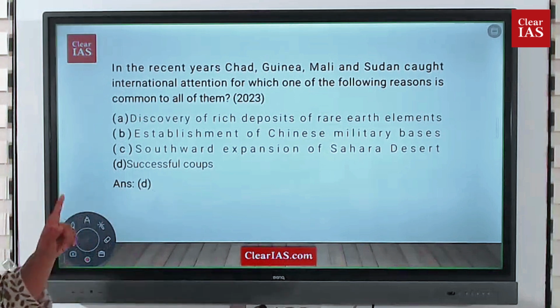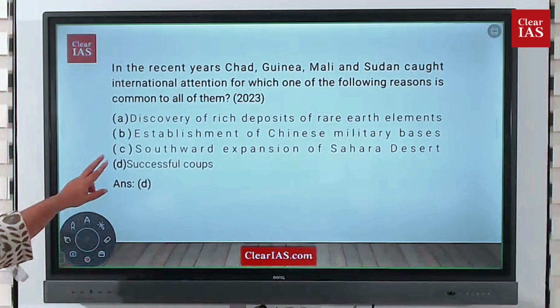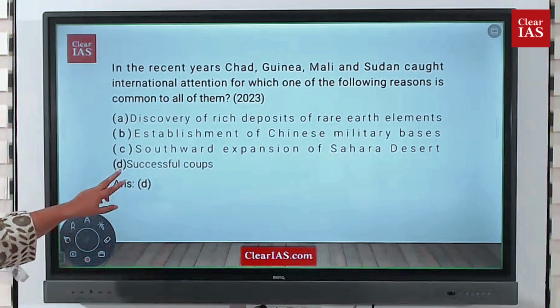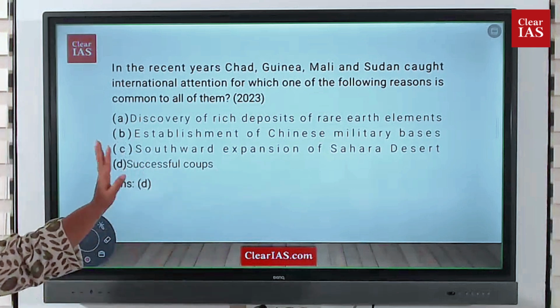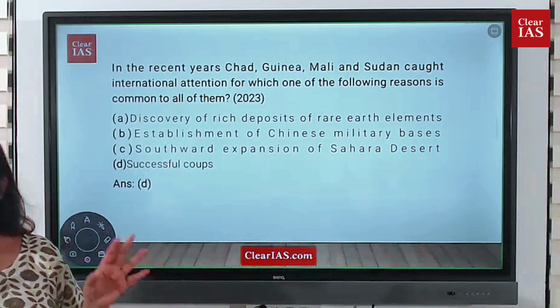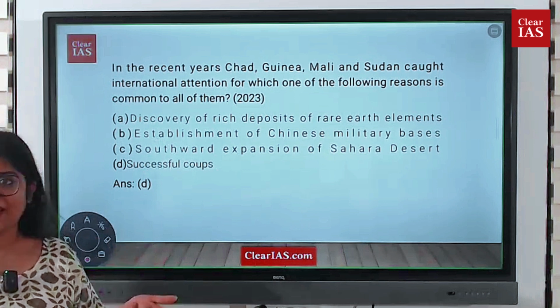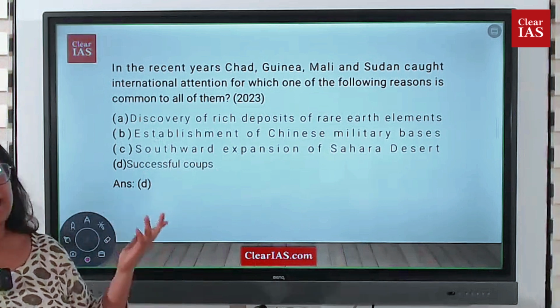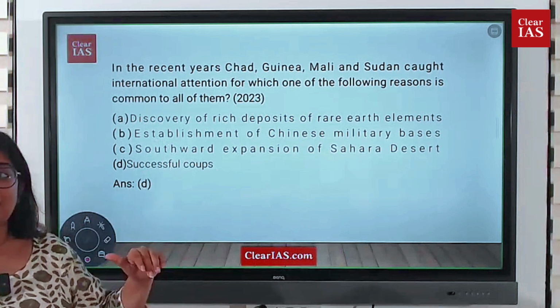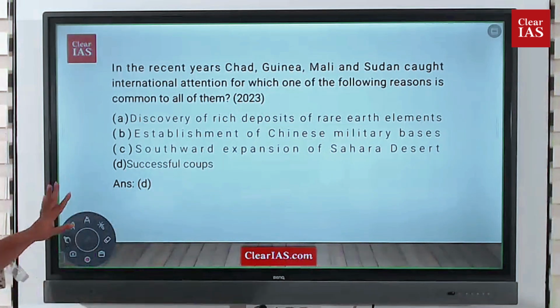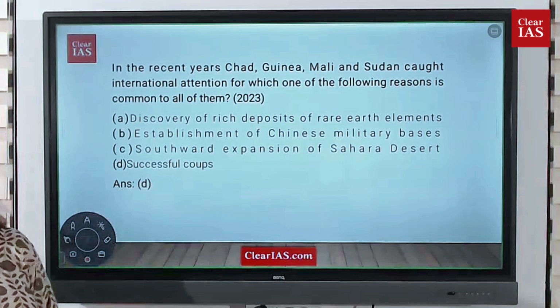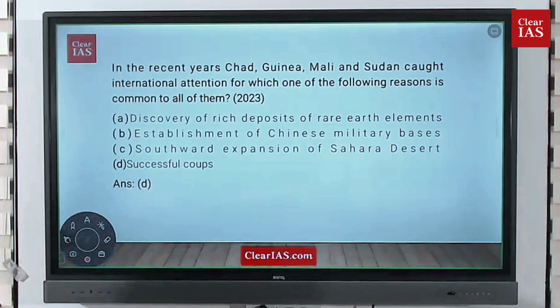Deposits of rare earth elements, no. Chinese military bases, that is also not there. Southward expansion of the Sahara Desert is also not the answer, because this is the Sahel region. There is a chance that southward expansion of the Sahara could act, but we can leave that. Successful coups was the answer. All these regions are facing civil war. This is the truth. This was a 2023 question.